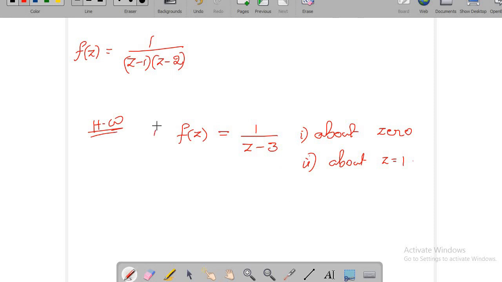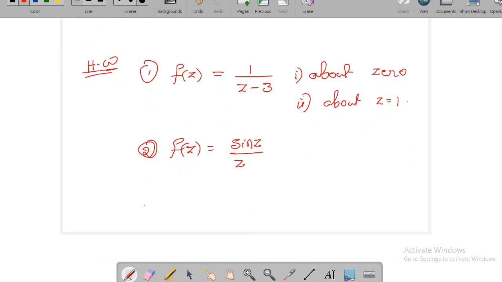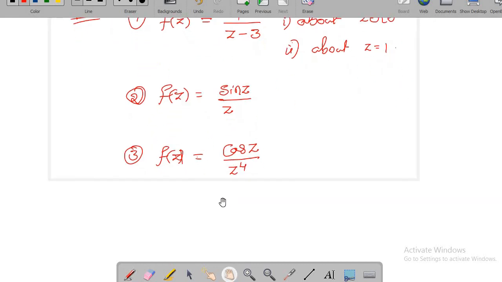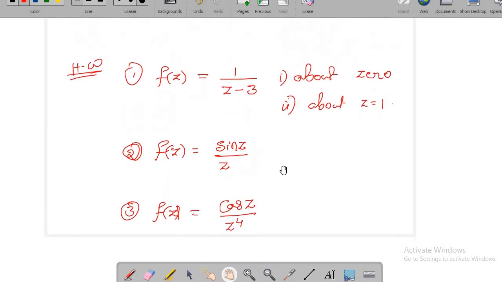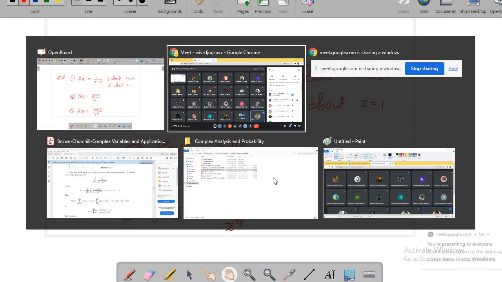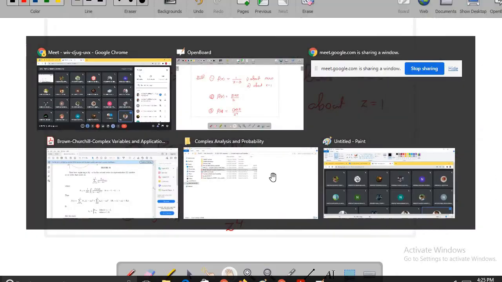So this is the first problem, and the second problem, f of z equal to sine z by z. And next, f of z equal to cos z by z power 4. So take these three problems as homework. All that you need to do is write the series expansions, Laurent series expansions, of these functions.